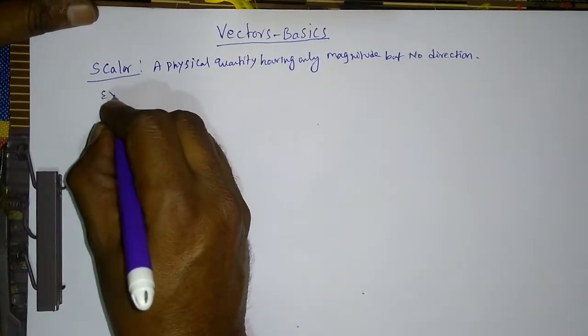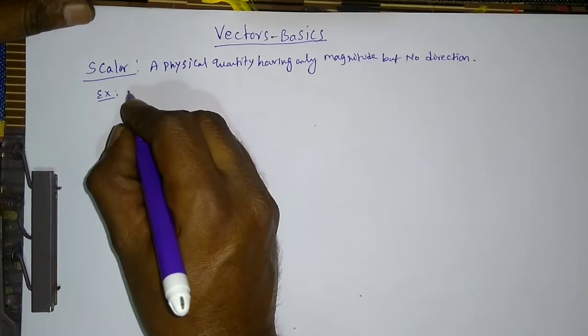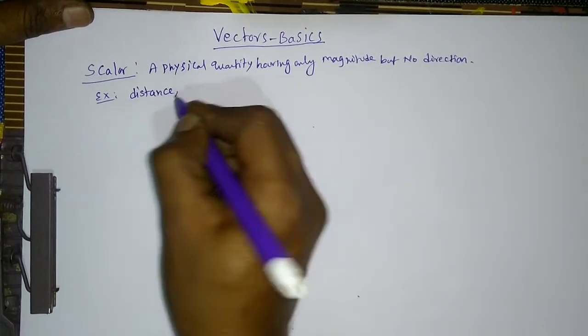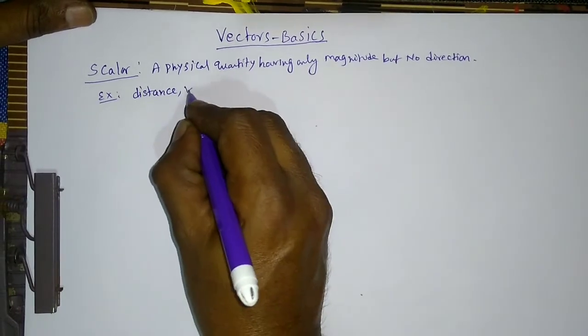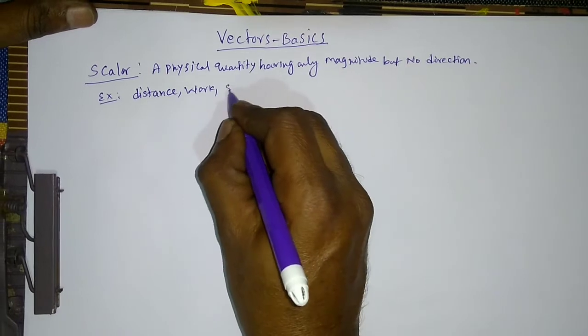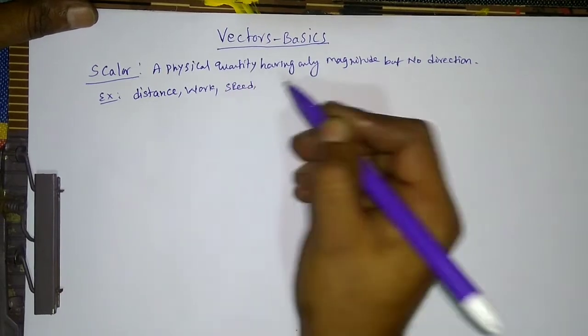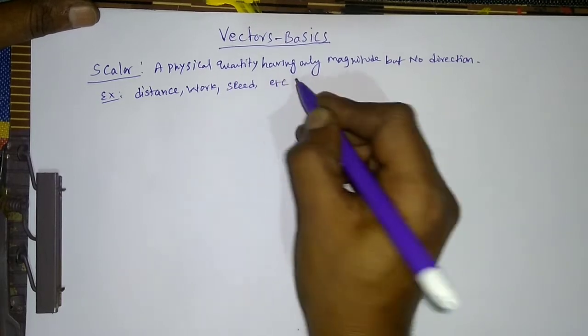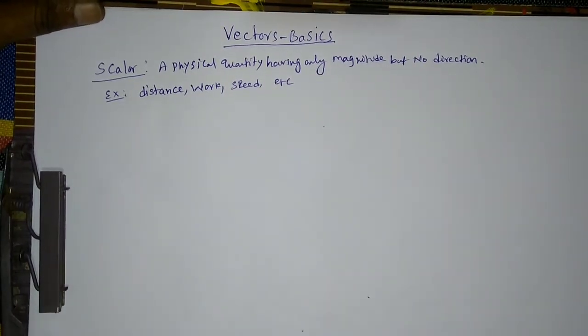So what are the examples for this? Example number 1: distance is a scalar. Some more: work is a scalar, speed is a scalar, etc. These are the examples for scalar physical quantities.